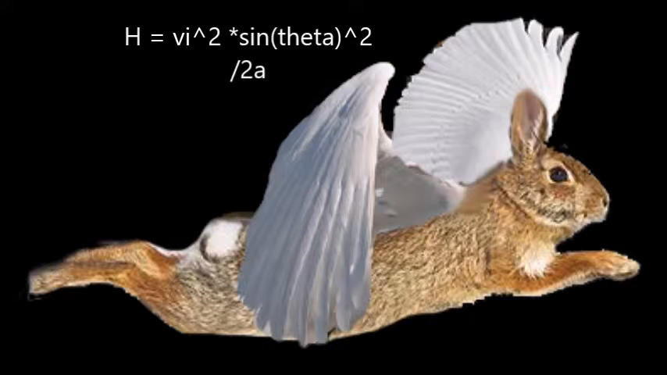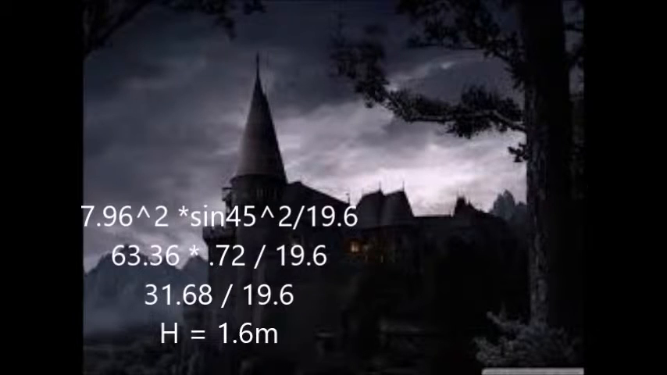The equation is h equals vi squared times sine theta squared divided by 2 times a. H is the height of the object, v is the velocity, theta is the angle at which the object was launched, and a is the acceleration due to gravity. Solve for h. v equals 7.96 meters per second, theta is 45 degrees, and a is 9.8 meters per second squared. Multiply 7.96 squared by sine of 45 degrees squared to get 31.68. Now divide that by 19.6. In the end, the maximum height the rabbit would have actually gone is 1.6 meters.